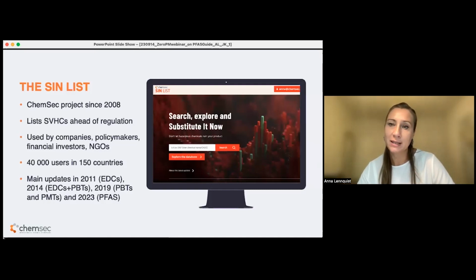And we have a database with chemicals, and that is now over 1,000 substances that we see fulfill the SVHC criteria. It was set up especially for companies, for them to be able to stay ahead of regulation and be prepared for upcoming regulation. But it's also used by policymakers, financial investors lately, and NGOs, for example. And it has quite a large user base that is also very global.